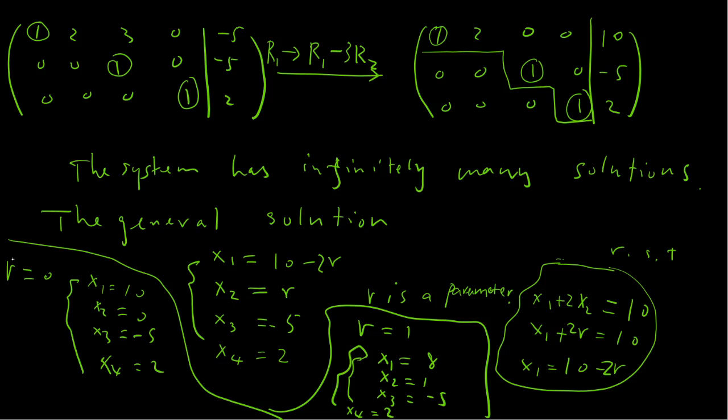Now we have two different solutions. That's a solution determined by r value of 0. That's a solution determined by r value of 1. You have many choices of r. That means you have many solutions. So the general solution represents infinitely many solutions. That's the point.